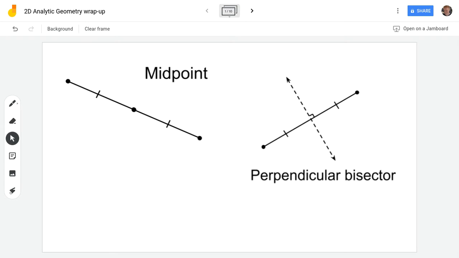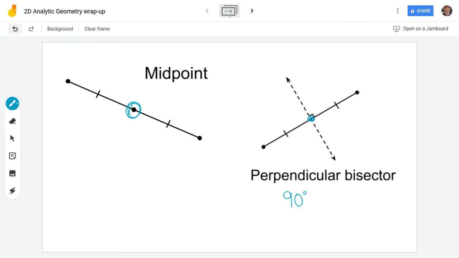So midpoint, we talked about this quite a while ago now, like a month ago. How to find the midpoint of a line segment. It cuts the line segment into two exactly equal pieces. So the midpoint is in the middle of that line segment, and it cuts it into two pieces that are equal. Perpendicular bisector goes through that midpoint of the line segment, and it is perpendicular, which means that it meets at a 90-degree angle, and it cuts it into two equal pieces like that.